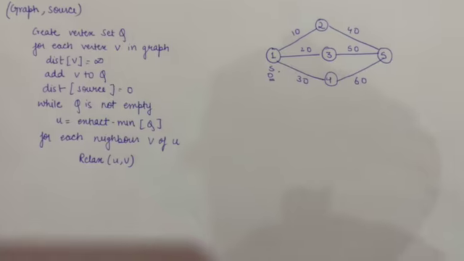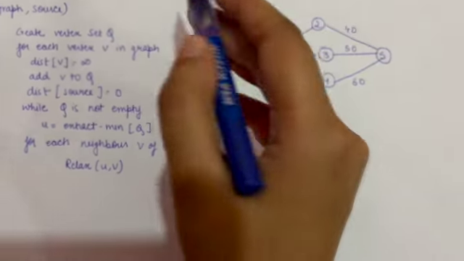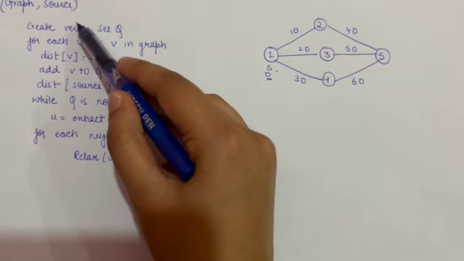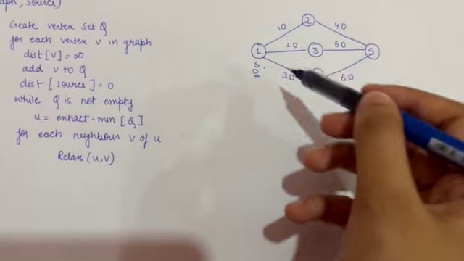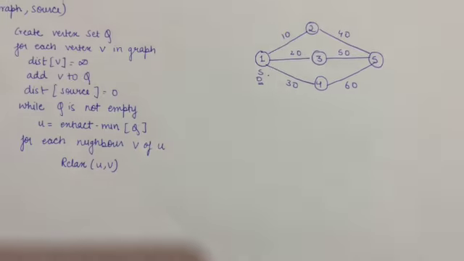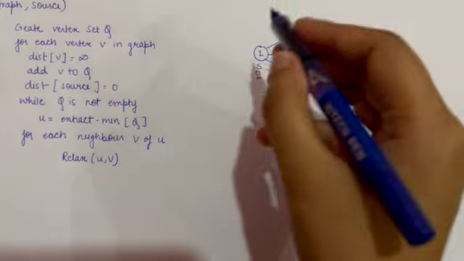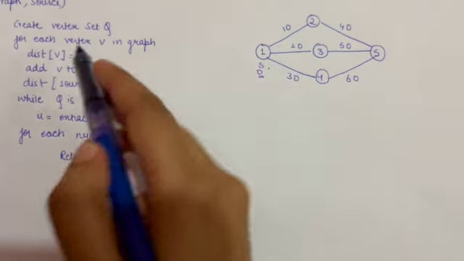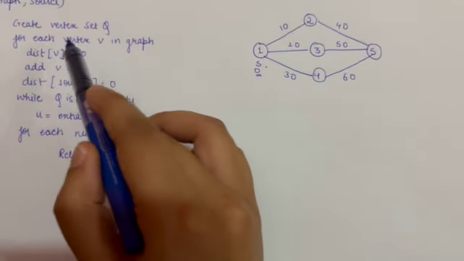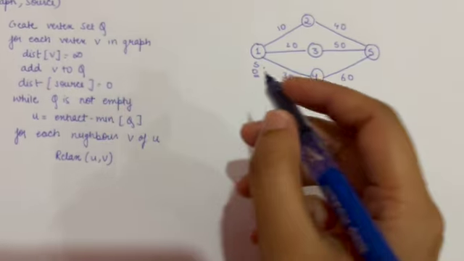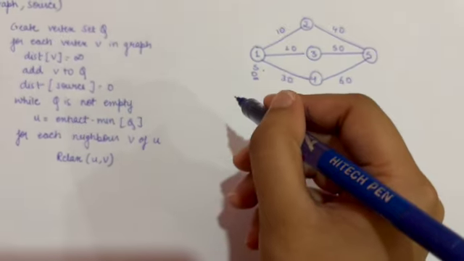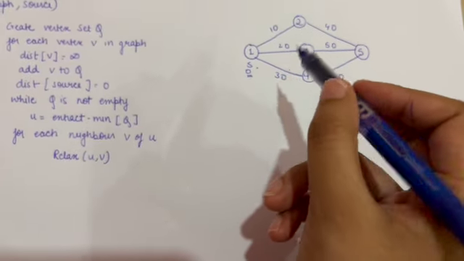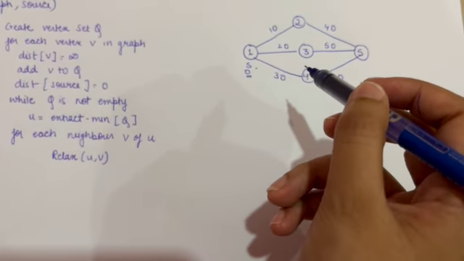Thank you. So now I will be explaining about the time complexity. So we are using a graph and a source. So this is our graph, which we have taken a smaller graph for our better understanding, and we have taken this as our source. So now the algorithm is: create vertex set Q. So now we have created a set Q in which all the vertices are there.